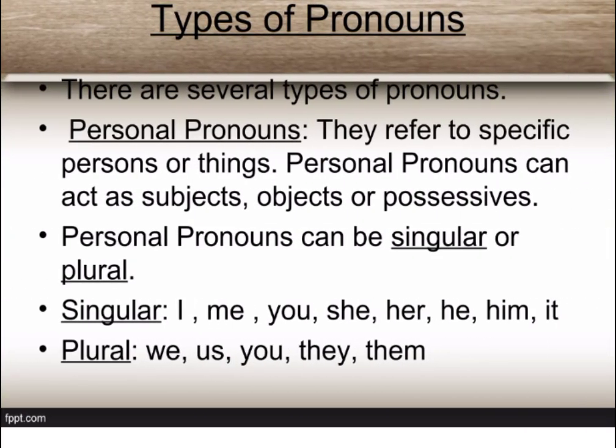Types of pronouns. There are several types of pronouns, like personal pronouns. They refer to specific persons or things. Personal pronouns can act as subjects, objects, or possessives. Personal pronouns can be singular or plural. Singular: I, me, you, she, her, he, him, it. Plural: we, us, you, they, them.